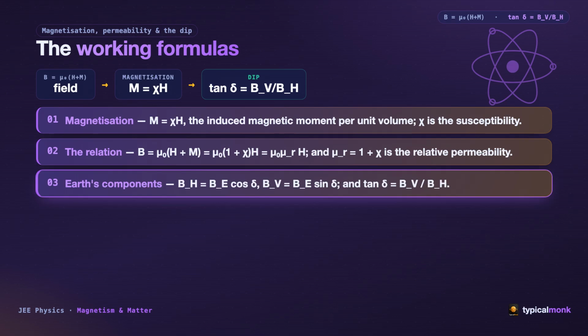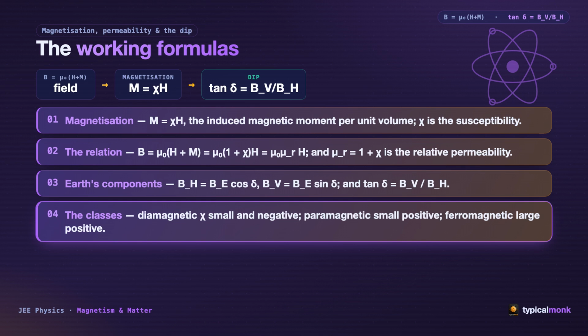Earth's components. B horizontal equals B Earth cosine delta, B vertical equals B Earth sine delta, and tan delta equals B vertical over B horizontal. The classes. Diamagnetic, χ small and negative, paramagnetic, small and positive, ferromagnetic, large and positive.